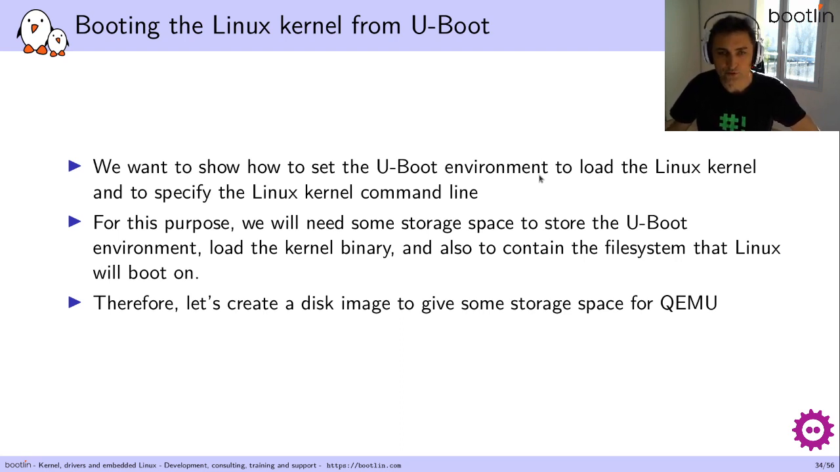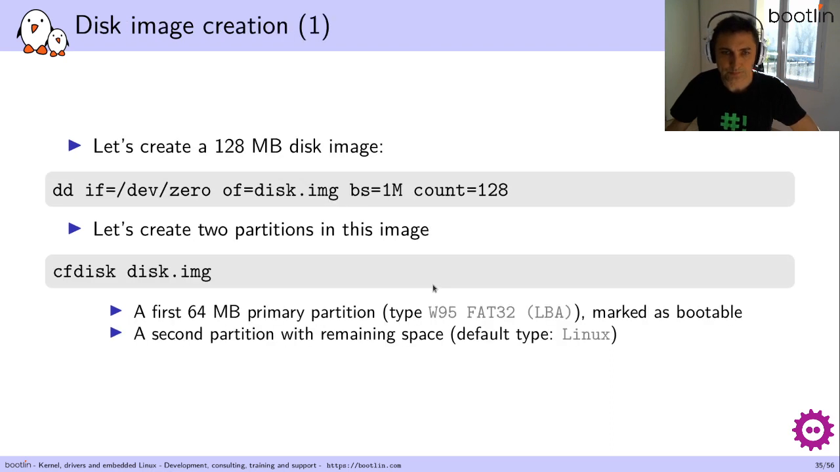For this purpose, we will need some storage space to store the U-Boot environment, load the kernel binary, and also to contain the file system that Linux will boot on. Therefore, let's create a disk image to give some storage space for QEMU. So let's first create a 128 megabyte disk image with the dd command.